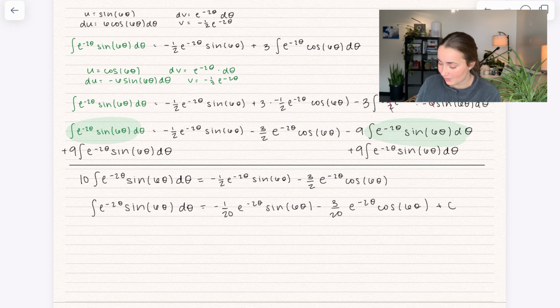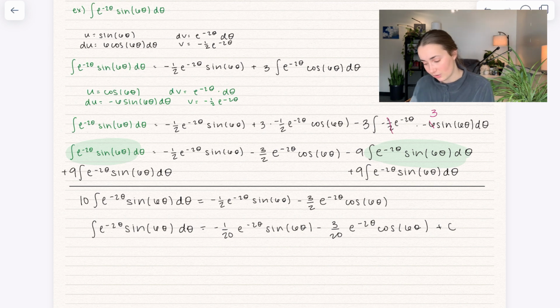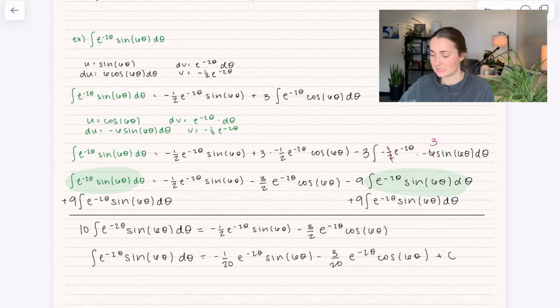So just be careful with scalar multiples. Go through it one step at a time. As you can see, there's a ton of algebra involved, and then the integration by parts is the few steps of calculus that we do.